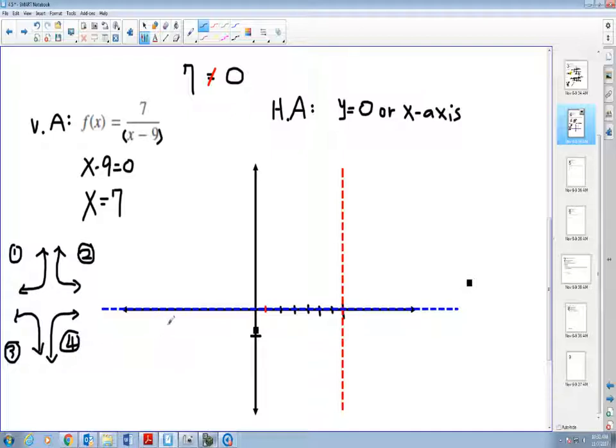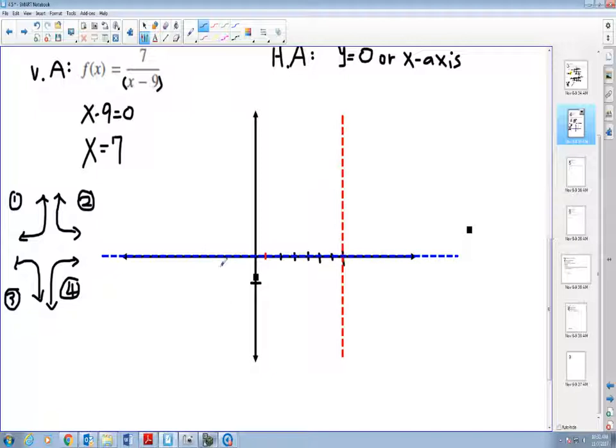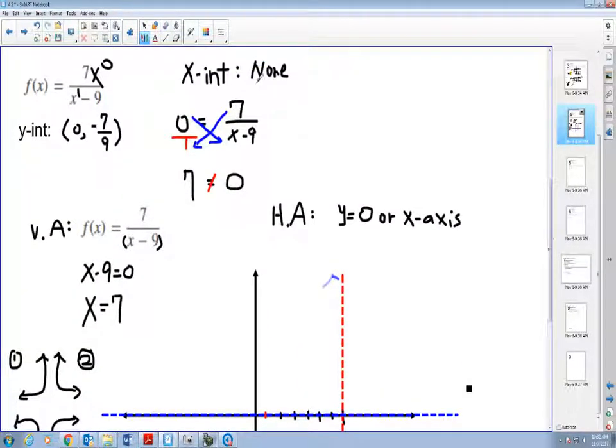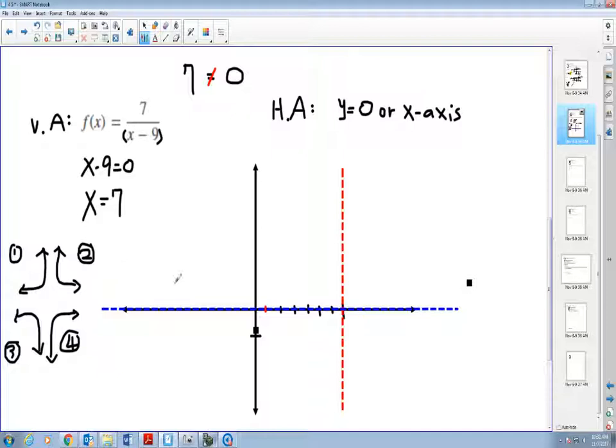Okay. So let's think about this. Let's do it to the left, to the left of my vertical asymptote. Remember, there is a y-intercept right here. So imagine if I choose number 1 and draw my picture this way. Why can this not be my choice? Because I cross over the x-axis when I don't have any x-intercept. So I cannot choose that.